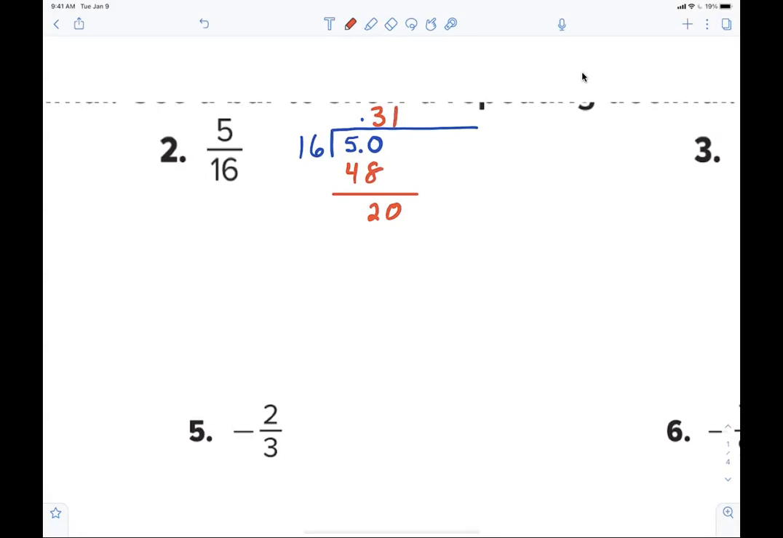And then I can only run it once. So I multiply 1 times 16, which is 16, and then subtracted and got 4. And then you add another 0. 40. So then 16 goes into 40 twice. Then I got 32. Beautiful. And then subtract. I got 8, add a 0, 80. And then 16 goes into 80 5 times. Pat yourself on the back.